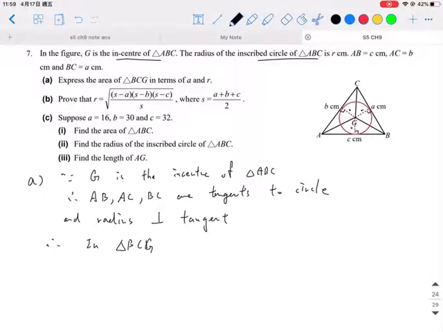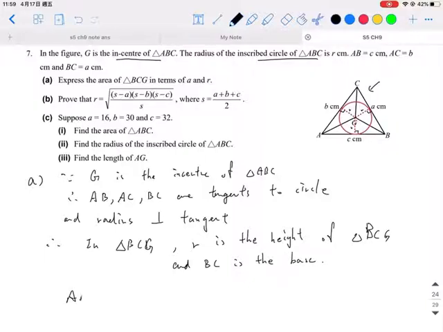Okay, so BCG is this one. So R is the height of triangle BCG, and BC is the base. That means it's equal to A, so the area of triangle BCG should be equal to 1/2 times A times R.